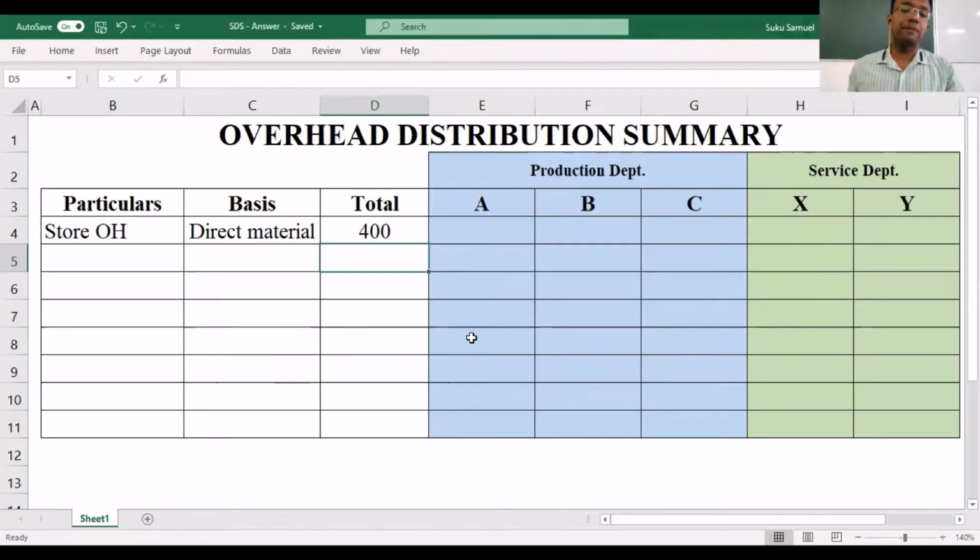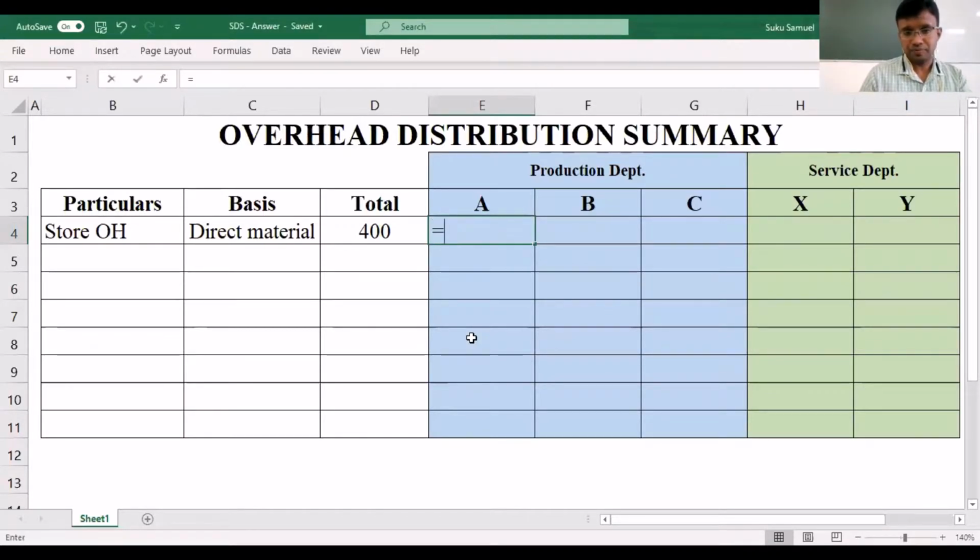So here the basis is direct material, and your store overhead total is 400. So it is this 400 which has to be apportioned, and we already saw that the basis for apportioning this is your direct material. The total of direct material, we saw, is 10,000. So how do we go about apportioning? Let us look at the direct material for each of these items one by one.